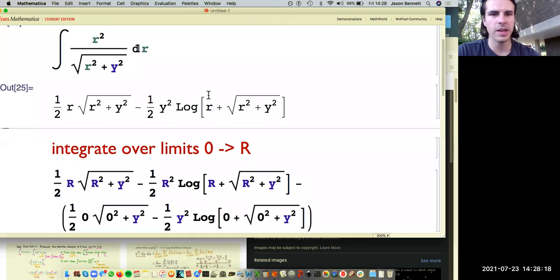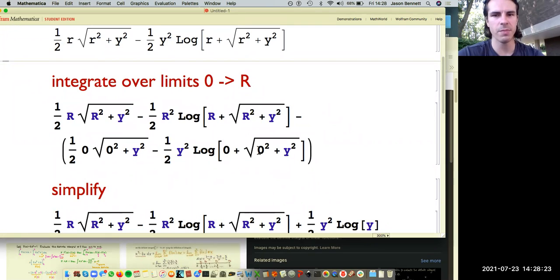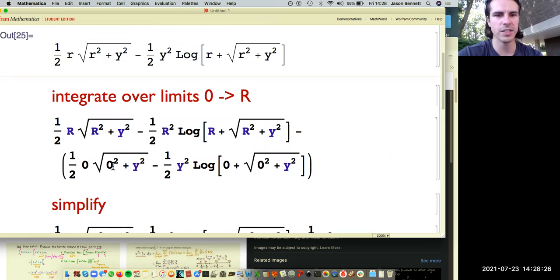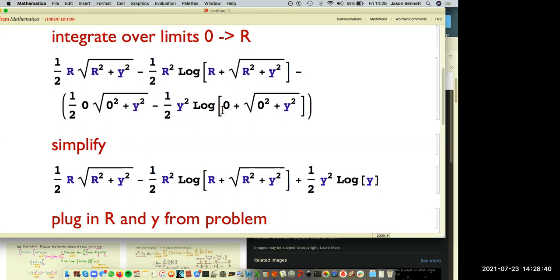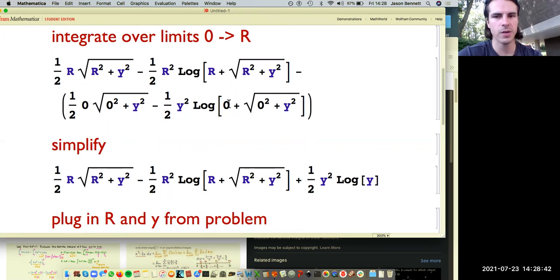So what I'm going to do is copy and paste this, and then do minus, copy and paste it again, and plug in zero for the R, and plug in R. And once I simplify this, this one I just keep as it is. This one, once I plug in zero, this term just goes away. And this term is a zero, so that goes away, and then it's a square root of y squared, so I just have log y. Just a note, for some reason, Mathematica says log, but it's really the natural log, so it's ln.